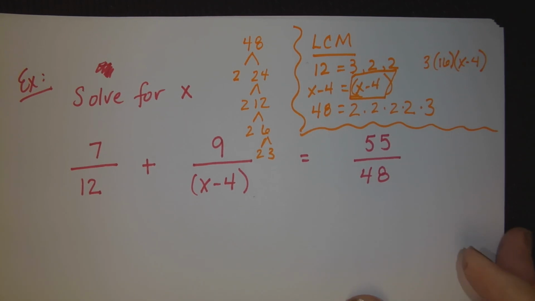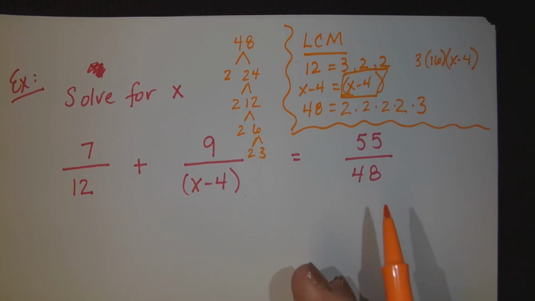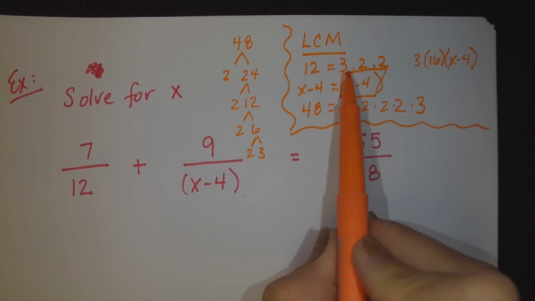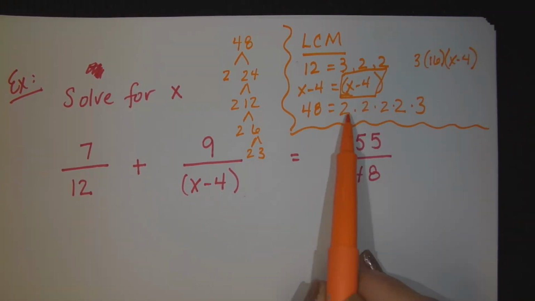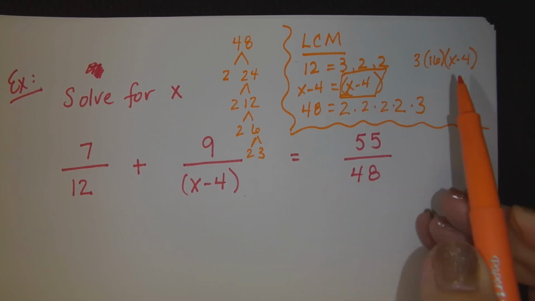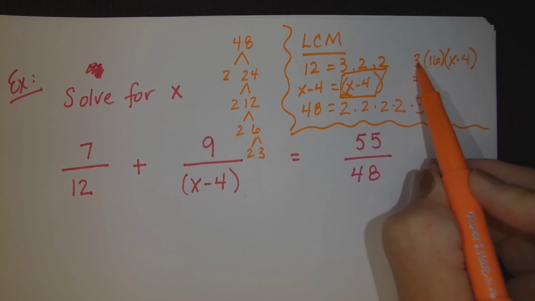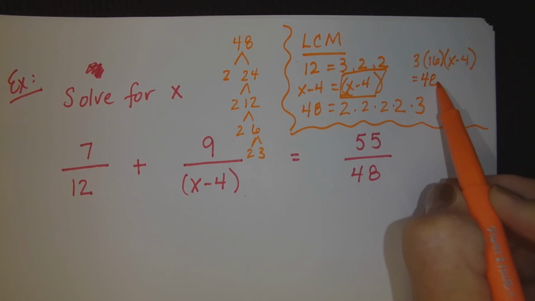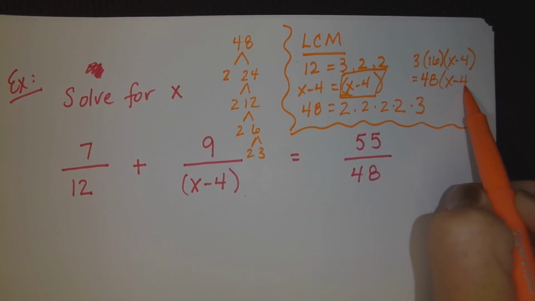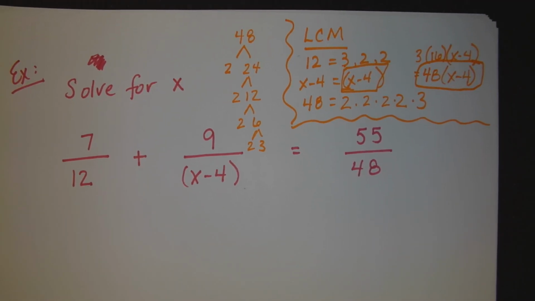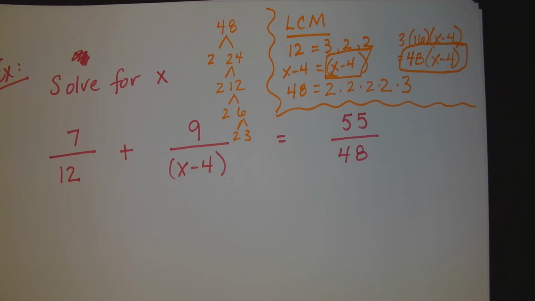All right, so just a reminder, you use the most of each prime number. At most we had 1 three. The most 2's we have are 4. 2 times 2 times 2 times 2 is 16. So now you have 3 times 16, which is what? 48. X minus 4. And that is our least common multiple, otherwise known as your common denominator.